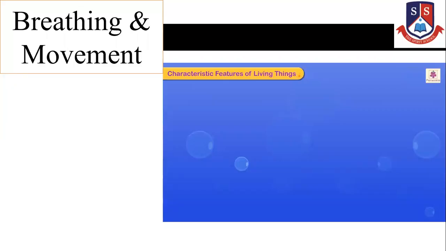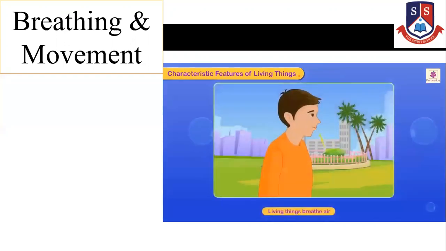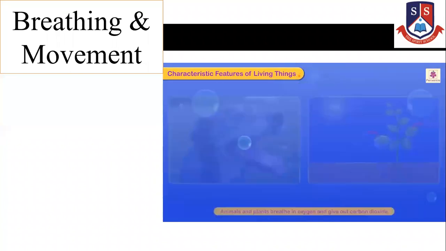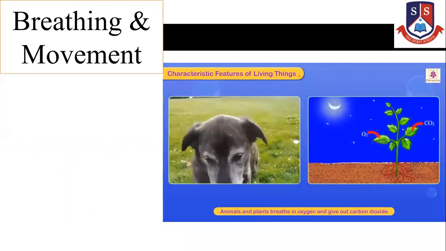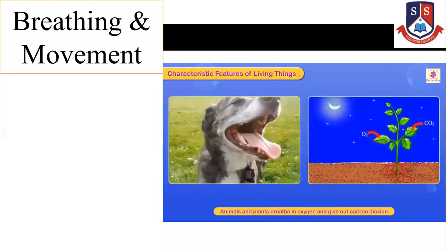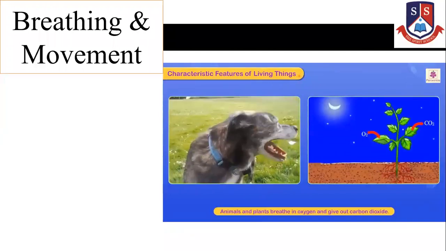Breathing and movement as characteristics of living and non-living things. Let's watch a video and note the important points of the video in your notebook. Let's start. Living things breathe air. Animals and plants breathe in oxygen and give out carbon dioxide.